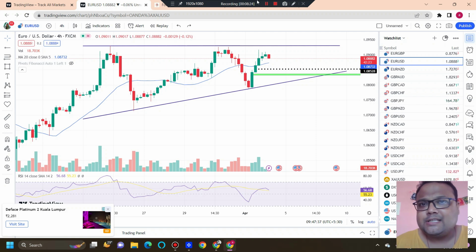So my dear friends, this is my analysis. I can be wrong as well. I'm also a trader like you, so please follow proper risk management. No trader is 100% accurate, so be careful.